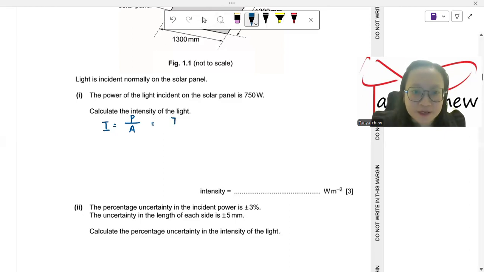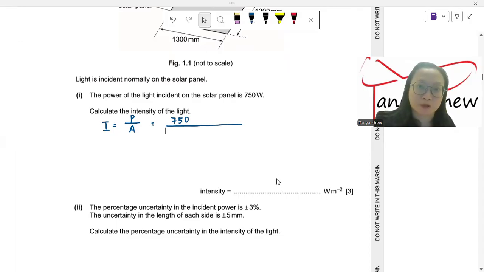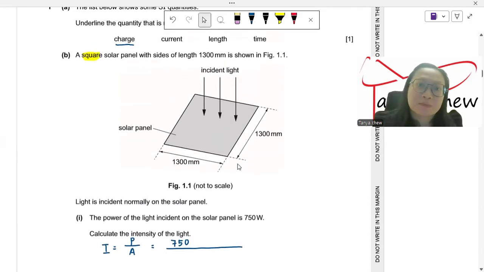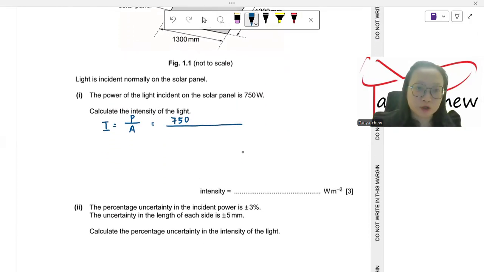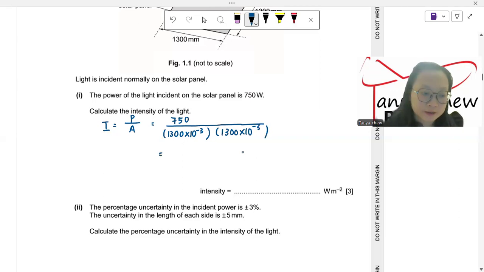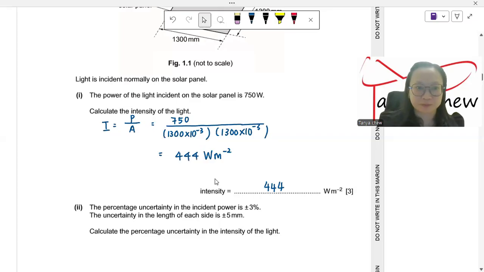Now, power is given as 750 over, remember, intensity. Look at the unit of intensity. It has to be watt per meter square. The length that they gave us is in millimeter, so you have to convert that millimeter to meter. Now I'm going to convert that millimeter. 1,300 milli is 10 to the power negative 3, one of the prefixes, times 1,300 milli as well. And I got 444 watt per meter square. So 444 is the final answer.